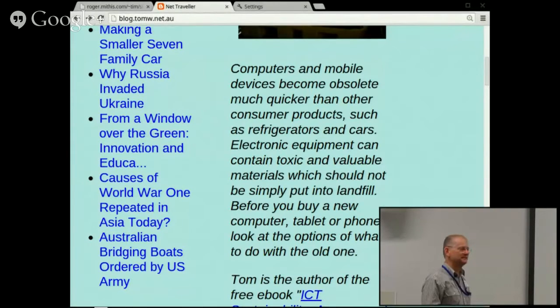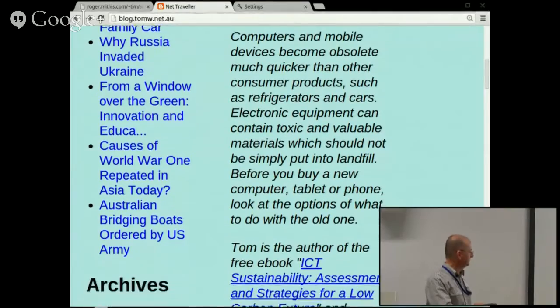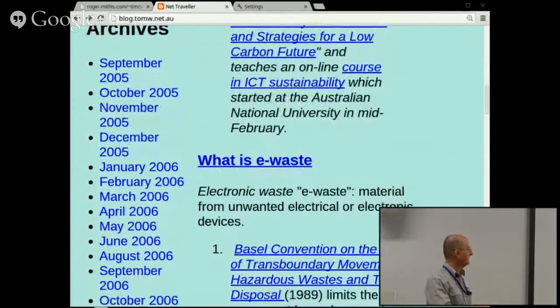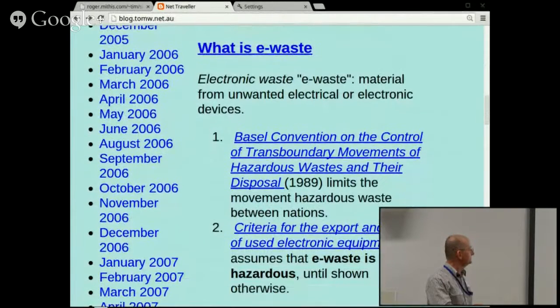So I guess the main message is we all have to think about, when we buy something, before we buy it, what are we going to do with it when it's finished with, and how will we be responsibly looking at it? I teach this stuff at the ANU in Canberra to computer science students, but the sort of thing at a global level is Australia is a signatory of what's called the Basel Convention on the control of hazardous waste and their disposal. So there are international laws about if you have toxic waste, you're not allowed to transport it across an international border without some form of certificate from the government.